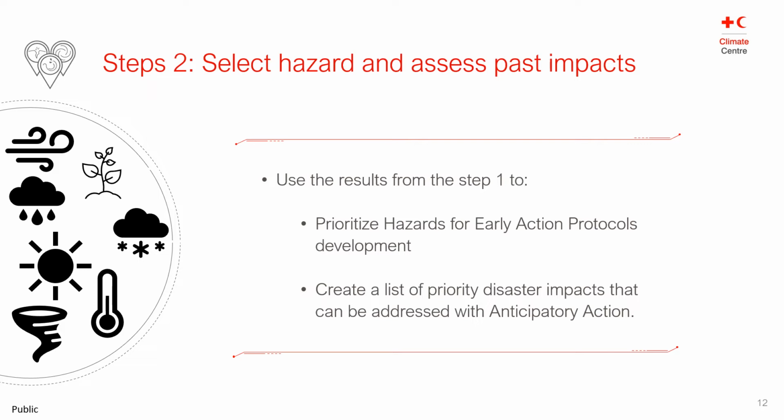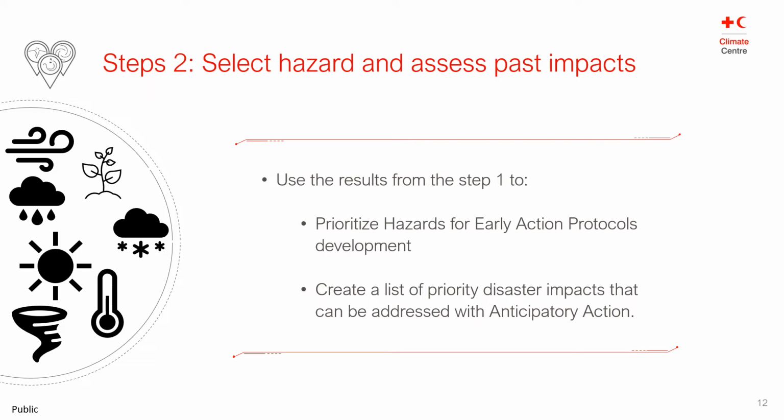One of the results of all these analyses is the selection of the hazard and the assessment of the past impacts. So once you have all your information from step one, in step two, what you need to do is define the priority hazard that you would tackle in your anticipatory action system to develop your early action protocol. Of course, this step is really intertwined with the analysis of forecast information, because you will select the hazard in view of the possibility to forecast that particular hazard. So what you will do is prioritize the hazard for your early action protocol.